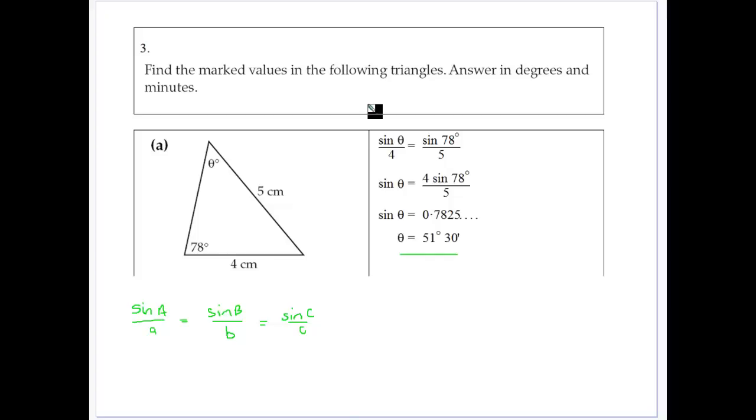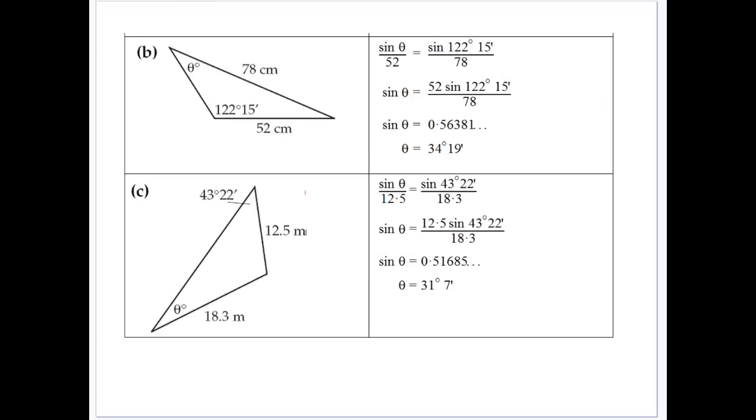Try and do it that way. It doesn't really matter if you don't. If you keep it the other way and put 4 on sine theta and 5 on sine 78 and manipulate it from there, that'll still work.